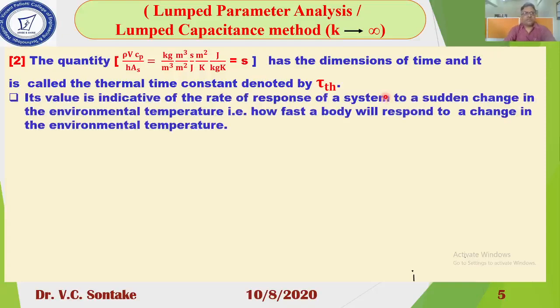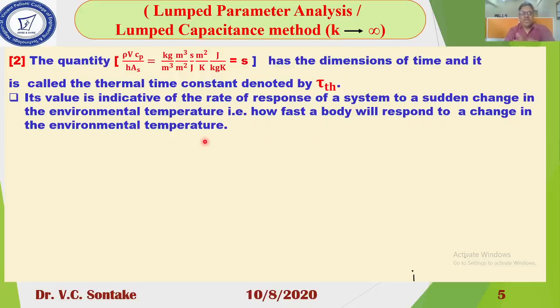Now what is its significance? The thermal time constant indicates the rate of response of a body or system to sudden change in temperature of its surrounding. That is, it indicates how fast the body will respond to the change in the environment or surrounding temperature.